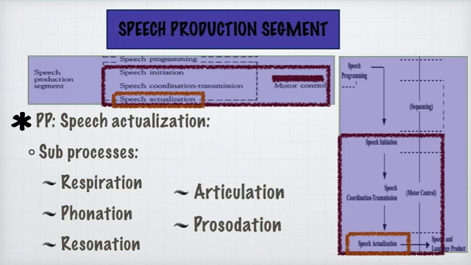Respiration. So in respiration, we have the lungs, no? We have the expiratory and inspiratory muscles used for speech. Phonation, because we have the vocal folds. Resonation, we have the resonating cavities. Articulation, our jaw, our lips, our tongue, our velum. And prosodation. So prosodation is adding in the prosody, no?